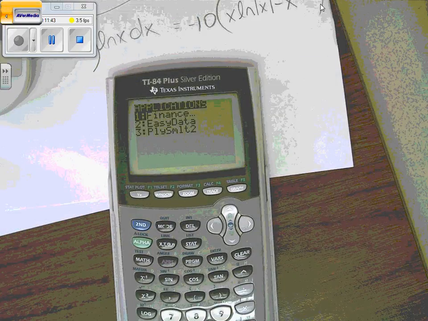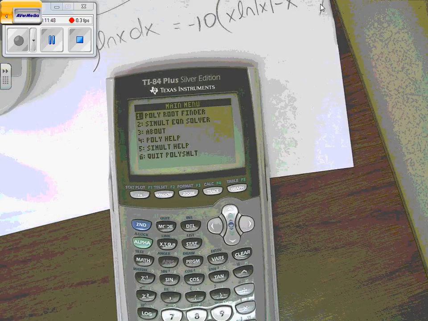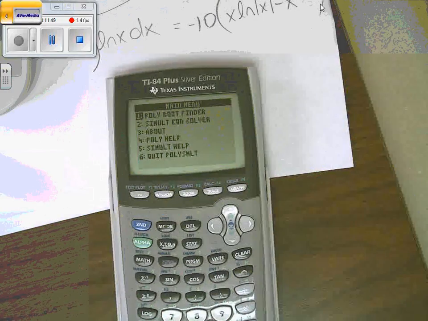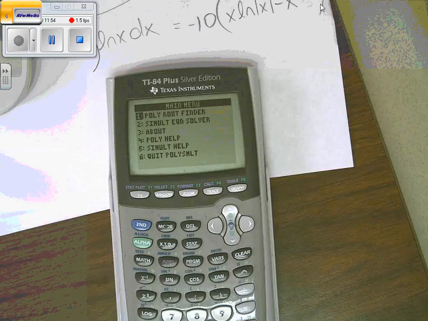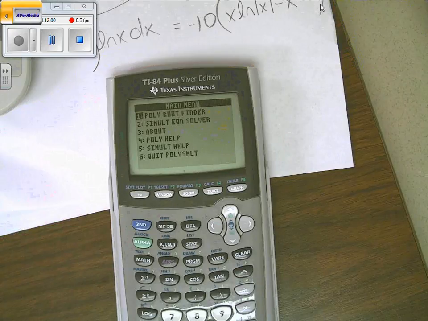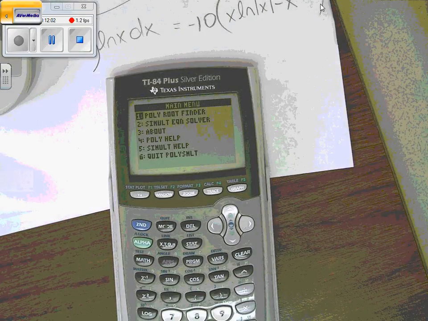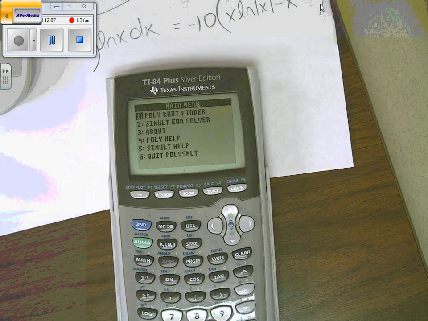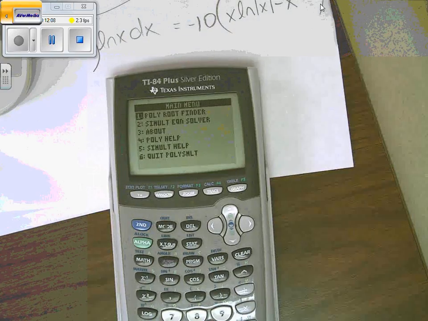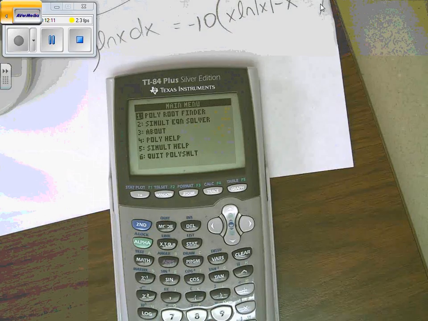Number 3 is Polysmalt. And the first thing I'm going to choose is Polynomial Root Finder. You will notice that the smalt part of this is a simultaneous equation solver. That would be like a system of equations. You have 3 equations, 3 unknowns. You could click systems of equations and you could solve a system in your calculator using Polysmalt. So that's the other part. I'm not going to show you that today, but you're welcome to explore that. But I'm going to pick number 1, which is Polynomial Root Finder.